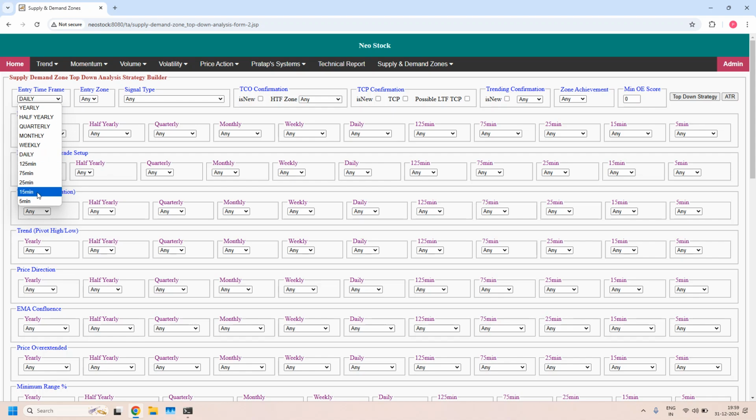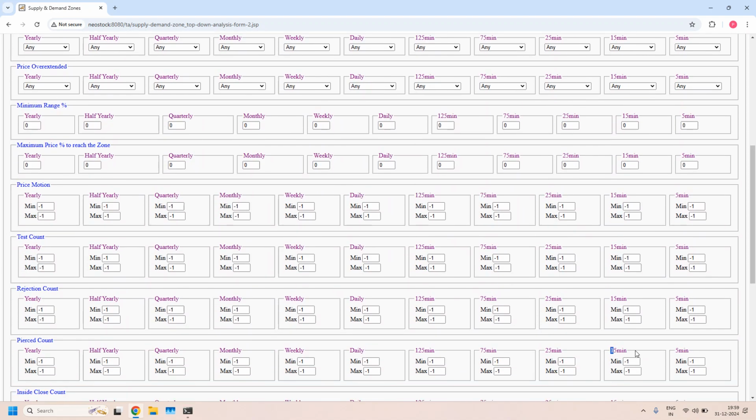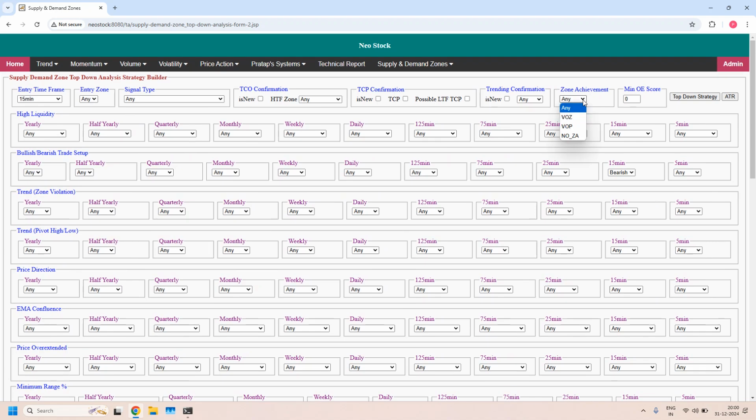Entry time frame 15 minutes, entry zone, supply zone. In bullish or bearish trade setup at 15 minutes, I am selecting bearish. This 15 minute supply zone should not be pierced. So at 15 minutes time frame, I am setting minimum value 0, maximum value 0. Zone achievement violated, opposing zone, minimum odd enhancer score 12. All 3 filters are applied to 15 minutes.